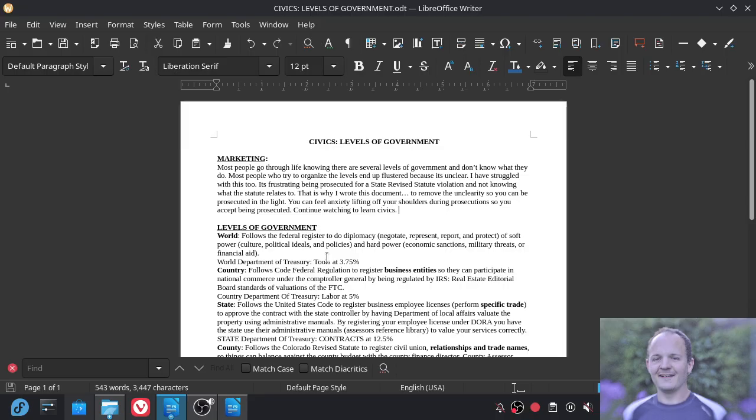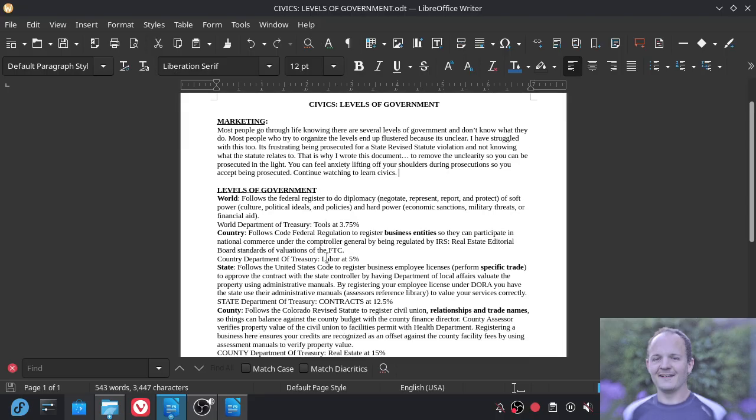It's frustrating being prosecuted for a state revised statute violation and not knowing what the statute relates to. That is why I wrote this document, to remove the unclarity so you can be prosecuted in the light. You can feel the anxiety lifting off your shoulders during prosecution, so you accept being prosecuted. Continue watching to learn civics.